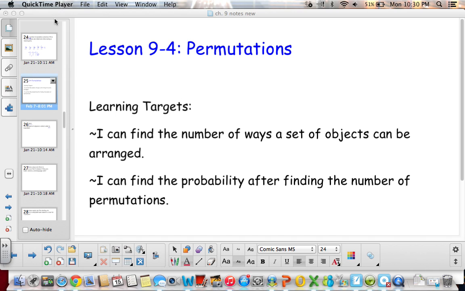The learning target is being able to find the number of ways a set of objects can be arranged, and being able to find the probability after finding the number of permutations.